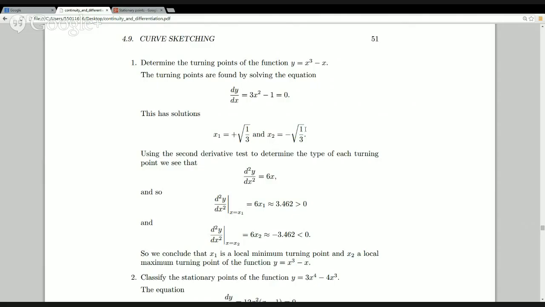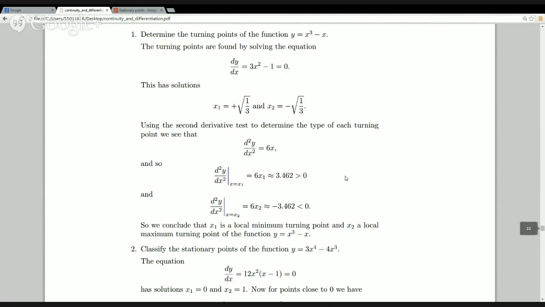And we can classify what type of stationary point they are by looking at the second derivative. So the second derivative of this function is 6x, 6 times x. So when you evaluate it at the positive stationary point, plus root of a third, you're going to get a positive number. It's just 6 times it. And you evaluate it at negative root of a third, you're going to get a negative number.